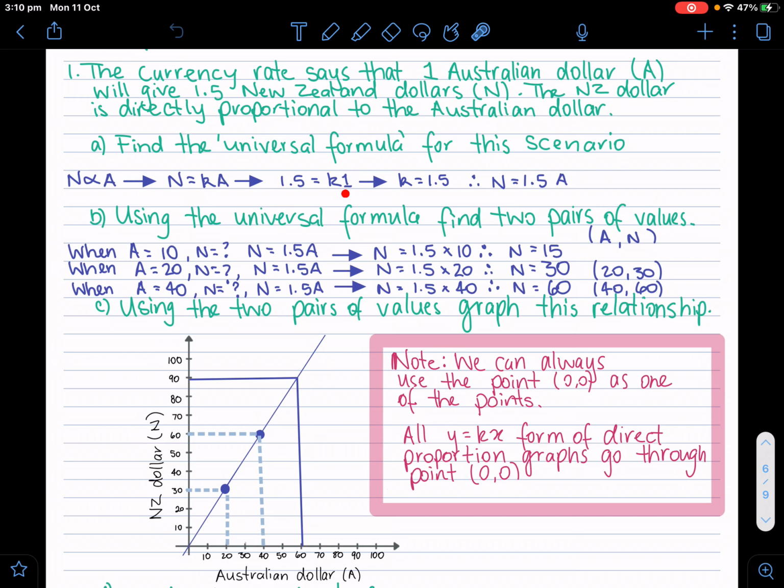The next step is to get k by itself. We'll make k the subject. Now in order to get k by itself, I need to divide both sides by 1. And when I divide both sides by 1, k is by itself. 1.5 divided by 1 is 1.5. So now I write my universal formula: N equals 1.5A, N and A being variables and 1.5 being my constant. And this is also the gradient, as we'll find out later.